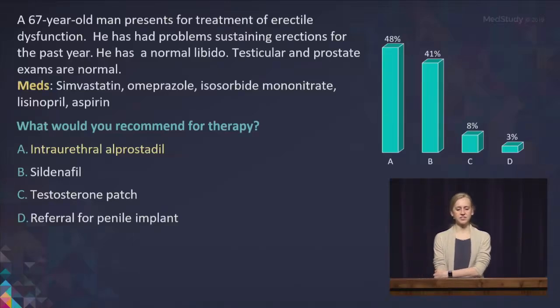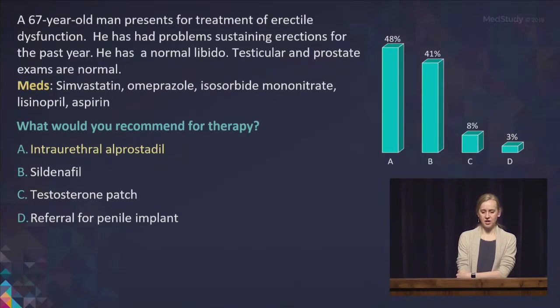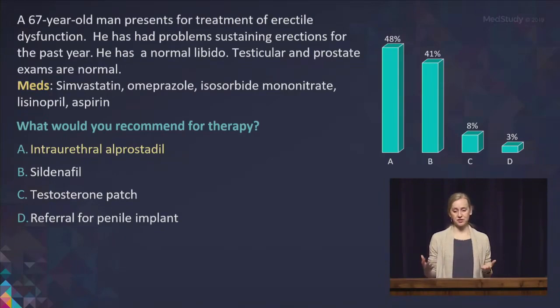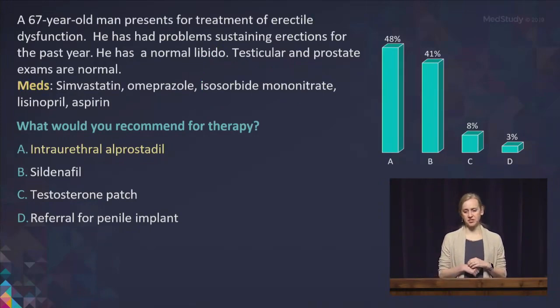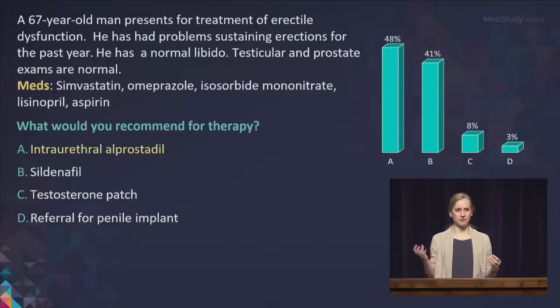Good. So the answer is intraurethral alprostadil. Sildenafil would be the classic first choice, but the problem is that he's on isosorbide mononitrate, right? So if we give him the sildenafil, it's going to cause a decrease in his blood pressure. And there's lots of tricky ways for people to be on nitrates that you aren't really aware of, right? They can be on a long-acting nitrate.